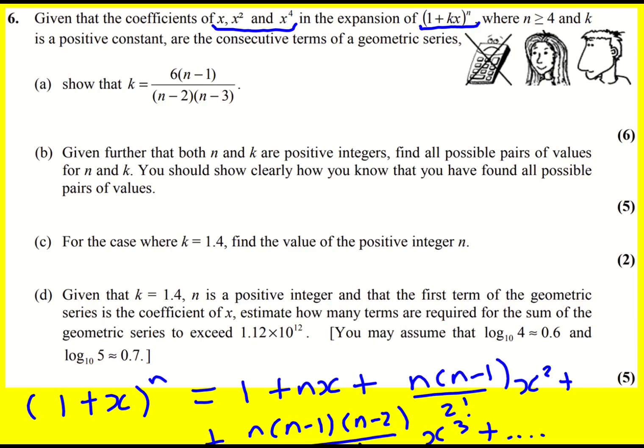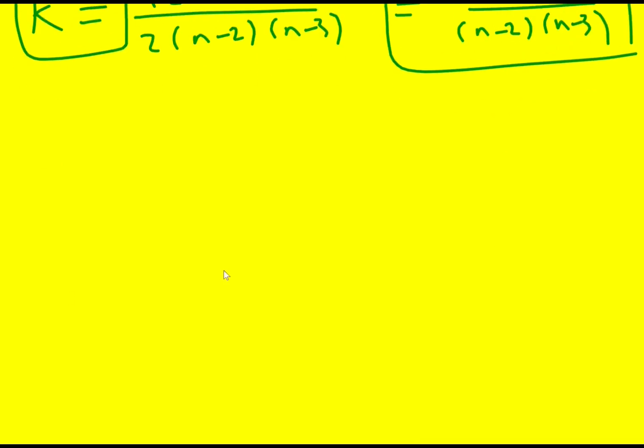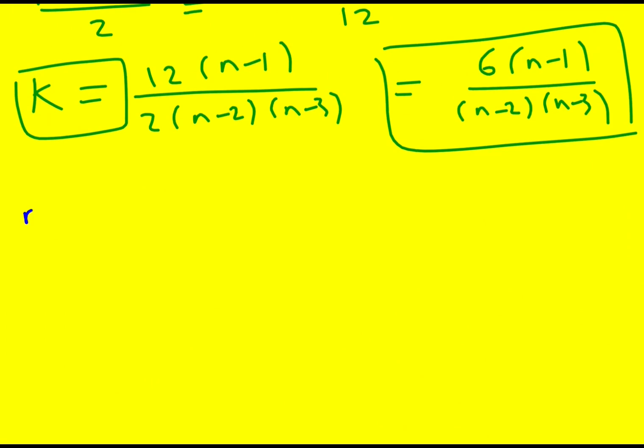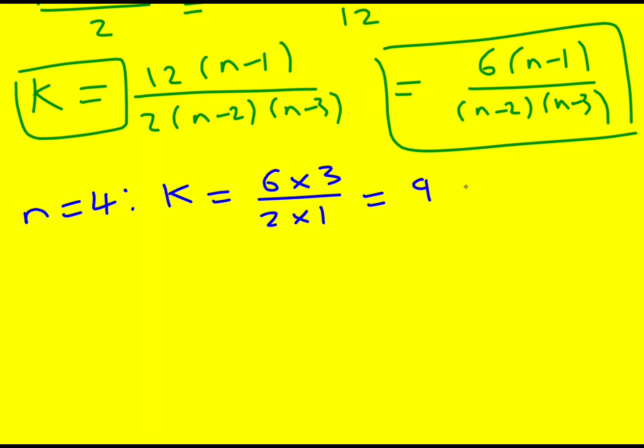In part B, we're given some extra information, that n and k are positive integers, and we're asked to find all possible pairs of values for n and k and show when we found all possible pairs of values. Now note, we were told at the start of the question that n is greater or equal to 4, so that would be a good starting point. We've got this formula. Let's try n equals 4, see if we can get a value. We're going to get that k is 6 times 3 over 2 times 1. That's 18 over 2, that's 9. So that one will work.